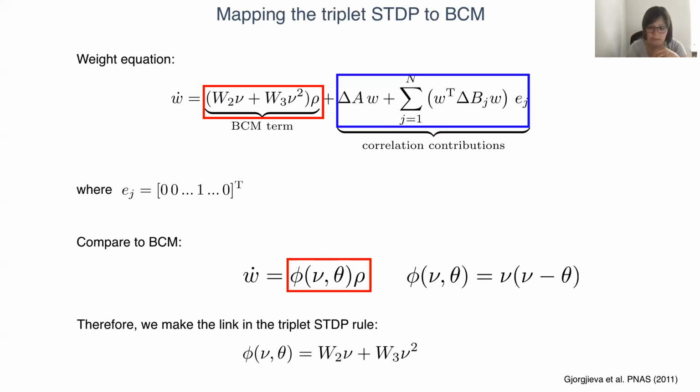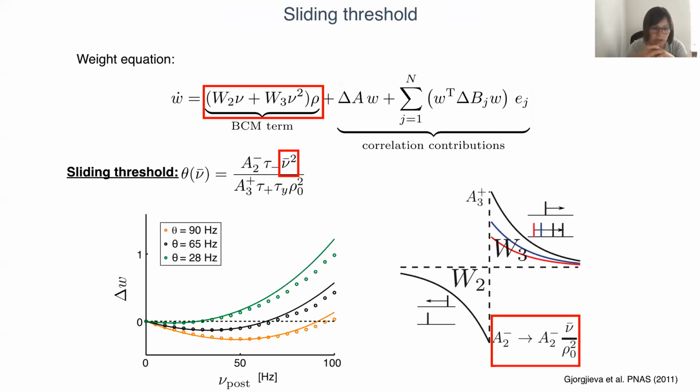Without going into the details, we can demonstrate how this is similar to the BCM rule. We can show that there's a similar type of sliding threshold, and we can have a very nice one-to-one mapping of the sliding threshold in the BCM rule into the sliding threshold in the triplet rule. There's a hopefully clear appendix in the paper that goes through the math.